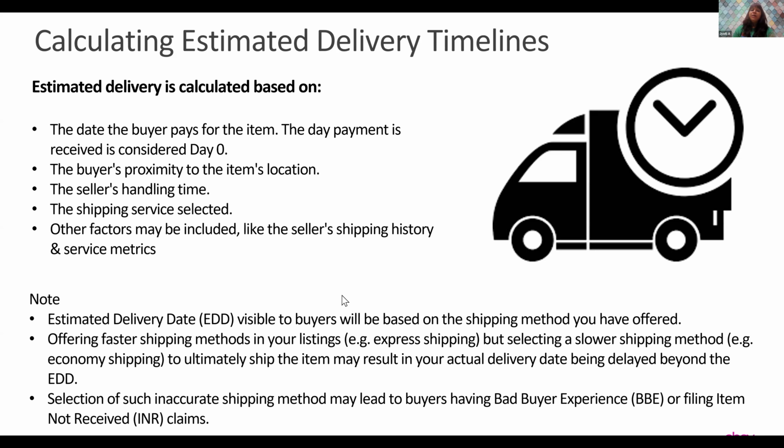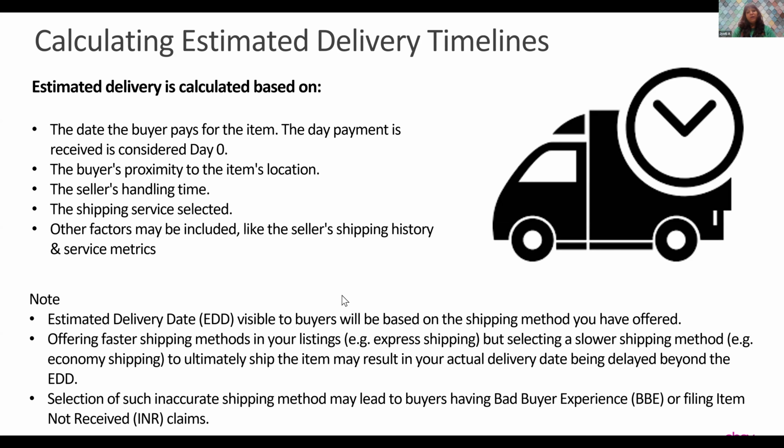There are some other factors such as the shipping history of the seller and the service metrics of the seller, that can impact the estimated delivery date that is shown to the buyer when he's looking at your listing or when he's completing the checkout. Therefore, it becomes very, very crucial that you ensure the right shipping service and right shipping policy is mentioned for buyers to select from.